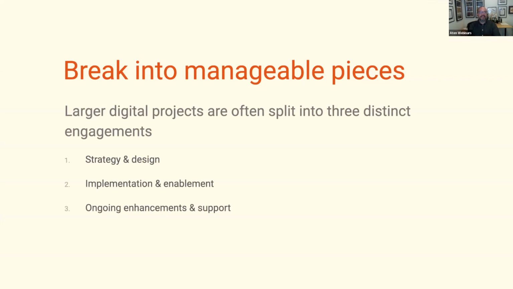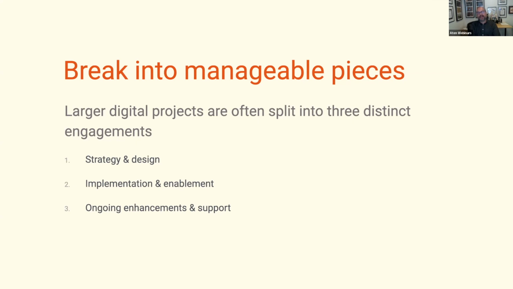If you find yourself in that space, it's very common that larger digital projects get split into 3 distinct engagements. The first engagement is strategy and design. This will help define all of the tasks that need to get you to delivery. Then once those tasks are defined and the scope is really codified, comes implementation, getting into the development and any content migration that needs to happen. And then the third engagement typically isn't really planned until close to launch, which is the ongoing enhancements and support.